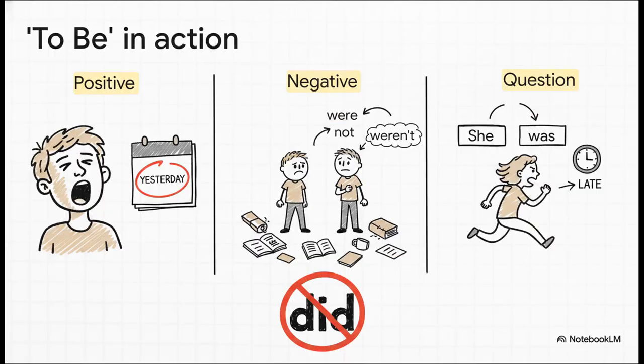And here you can see it in real sentences. Positive, I was tired yesterday. For a negative, you just add not. So was not gets squished into wasn't, and were not becomes weren't. We weren't ready. And for a question, you just flip the verb and the subject. Was she late? See? No did anywhere in sight.